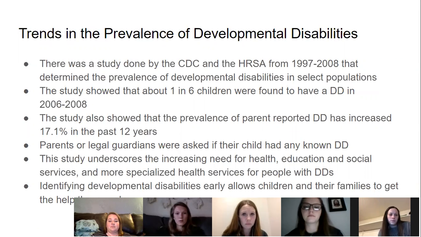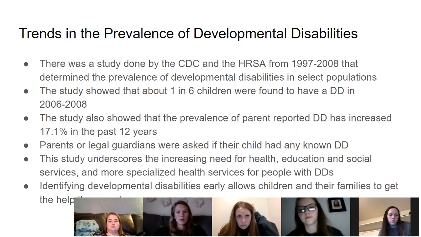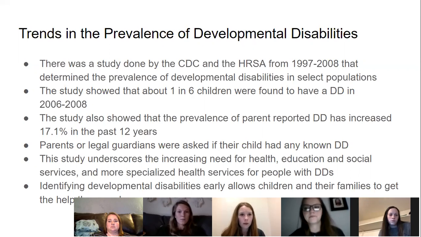Okay, so some trends in the prevalence of developmental disabilities. There was a study done by the CDC and the HRSA from 1997 to 2008, for about 12 years, that determined the prevalence of developmental disabilities in select populations. The study showed that about 1 in 6 children were found to have a developmental disability in 2006 to 2008. It showed that the prevalence of parent-reported developmental disabilities has increased 17.1% in that range of years, the 12 years they were studying.